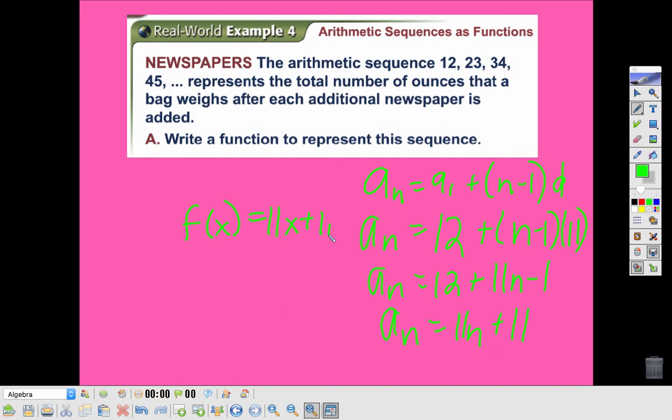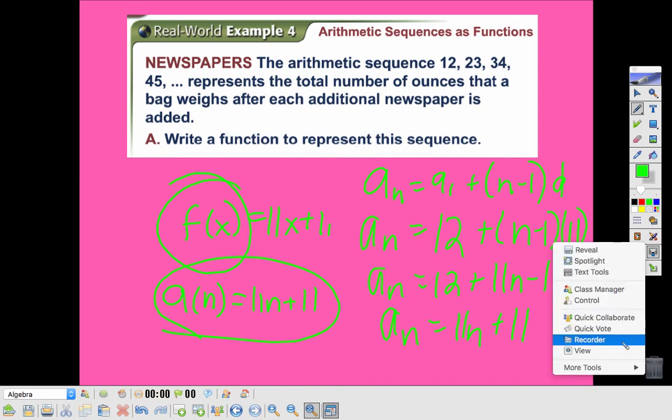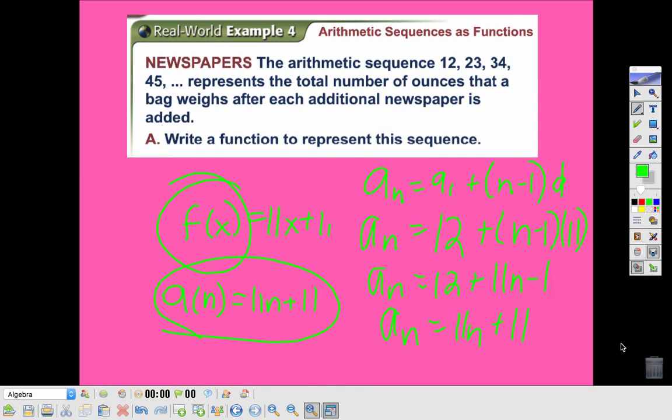So this is actually a function, but another way that you can write it is f of x equals 11x plus 1. Okay? Just putting it in this form. Or you could do a of n equals 11n plus 1. This is another way you can write it. It's just writing it the same way, but putting those parentheses, because that's what we plug in.